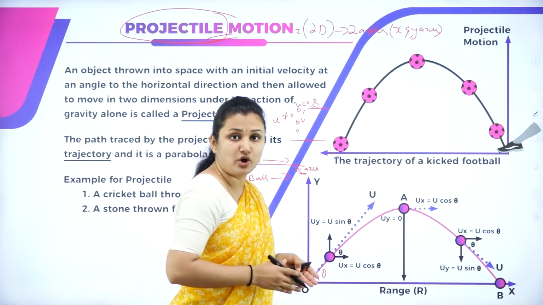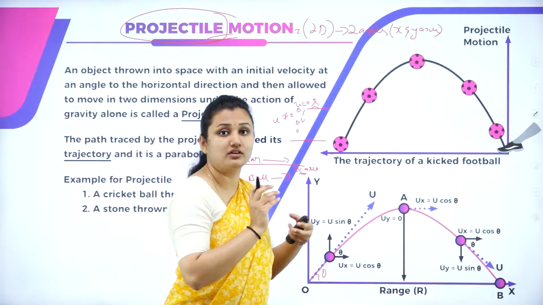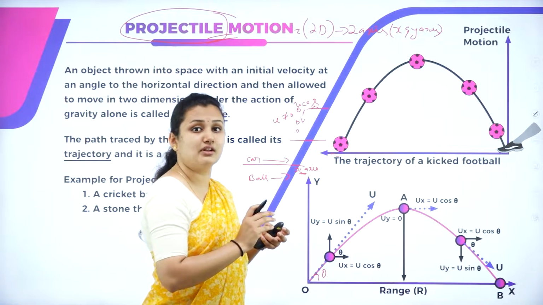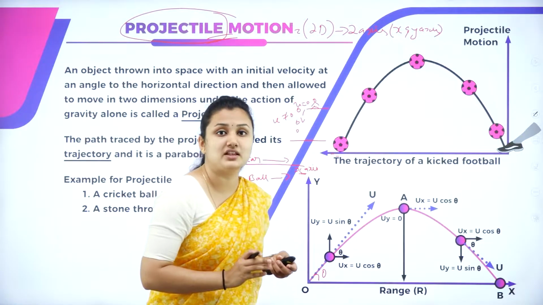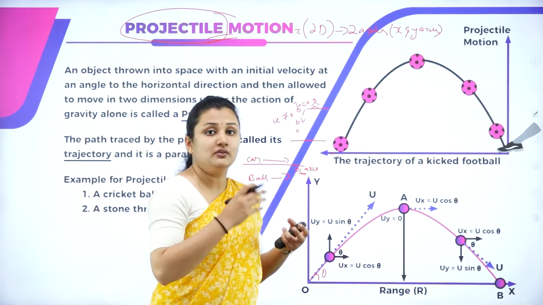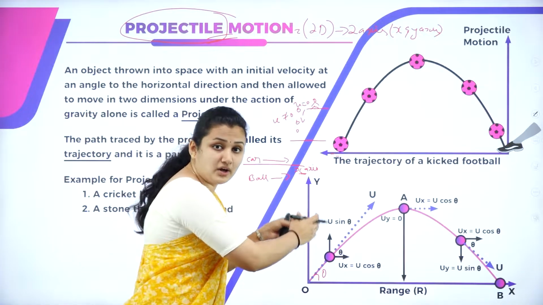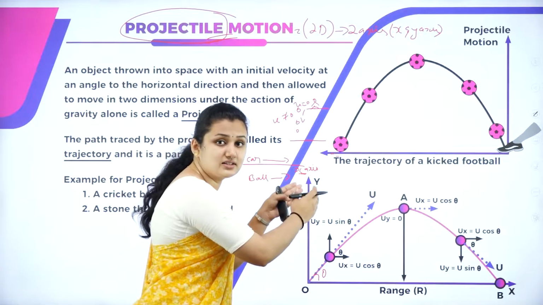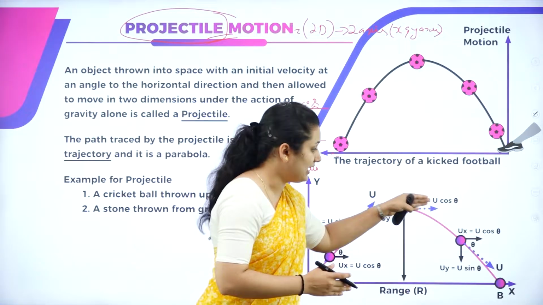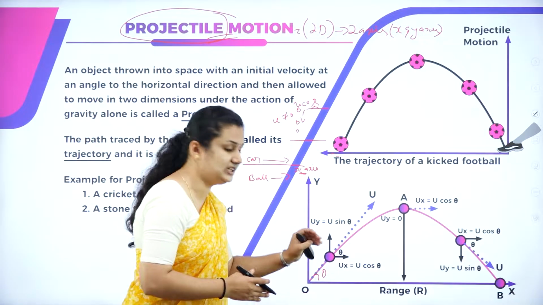I will consider a body. I am standing on the horizontal axis, this is my x-axis. I will apply some initial velocity u and throw the ball into space. When the body travels, its motion is first along the vertical component. Then it reaches a maximum height and returns back to the horizontal axis, defining angle theta.